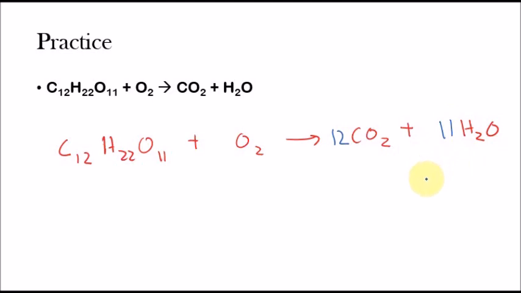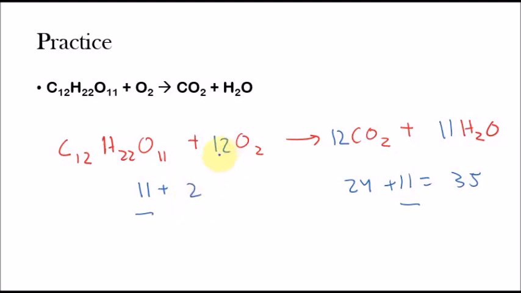Now, let's look at the oxygen atoms. It's a little tricky. We have 12 times 2 is 24, plus 11, so that's 35 oxygen atoms here. Here we have 11 plus 2, that's only 13. So what we could do is, since there's 11 here and there's 11 here, we can ignore that. And then we have 24 here. So maybe if you put a 12 here, we can get 24 here as well.